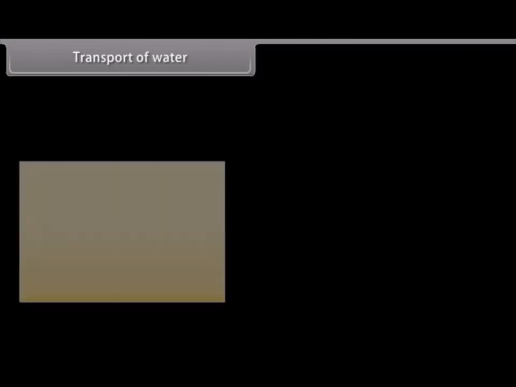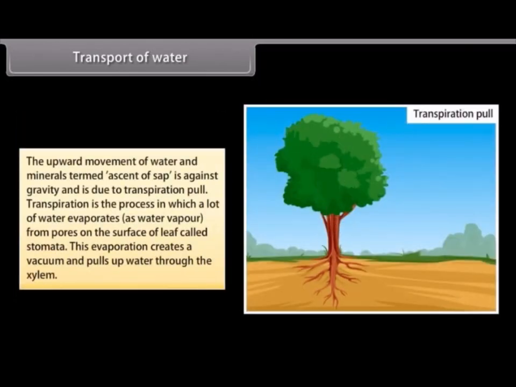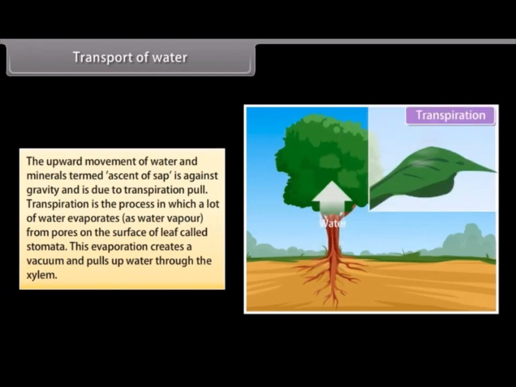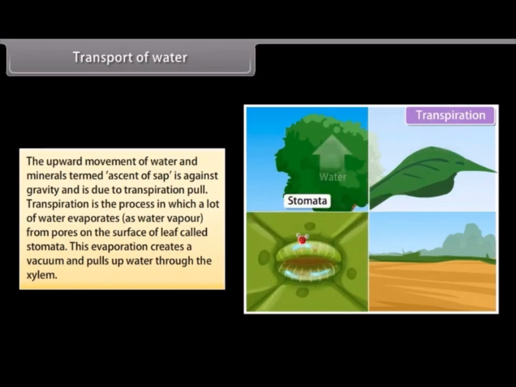Transport of water. The upward movement of water and minerals, termed ascent of sap, is against gravity and is due to transpiration pull. Transpiration is the process in which a lot of water evaporates as water vapor from pores on the surface of leaf called stomata. This evaporation creates a vacuum and pulls up water through the xylem.